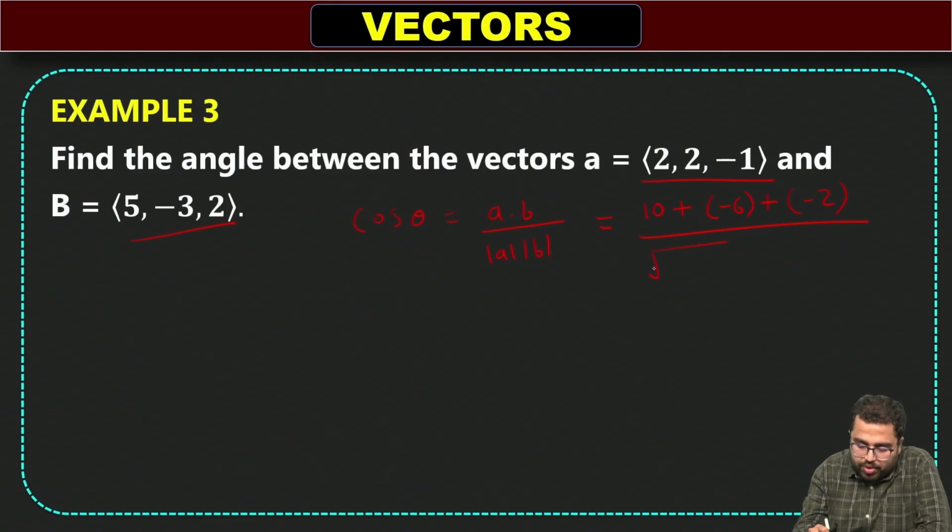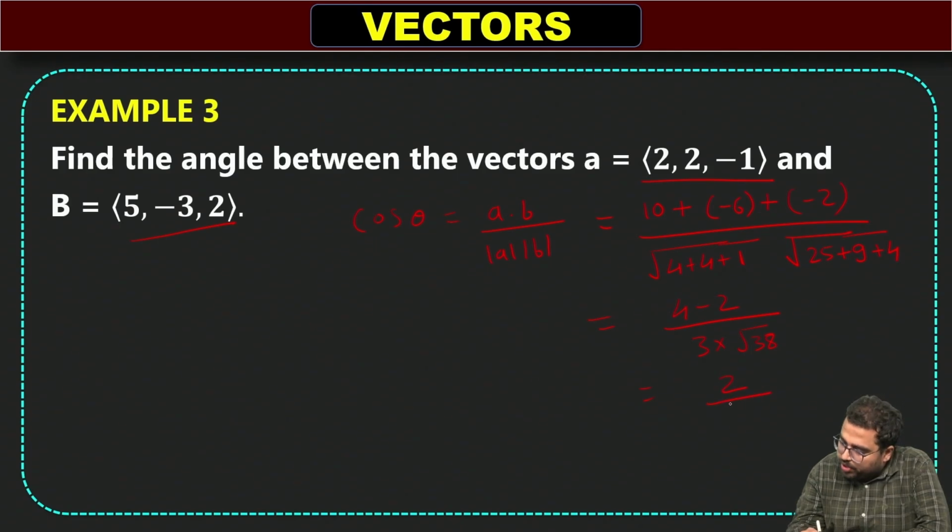Under root of 2 square, which is 4, plus 2 square, 4, plus minus 1 square, which is 1, into modulus of B: 5 square is 25, plus minus 3 square is 9, plus 2 square is 4. So what does it give me? This is nothing but 4 minus 2 divided by under root 9, which is 3, into under root of 38. So this gives me 2 by 3 root 38.